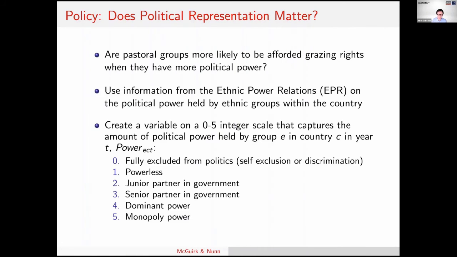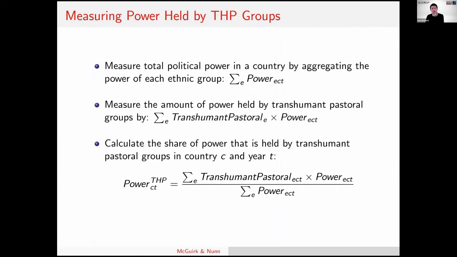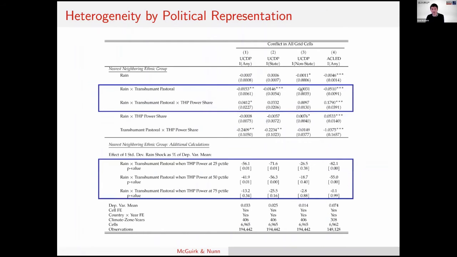I'm kind of done. Or let me just summarize this and say that when pastoral groups have more political power, this effect approaches zero, to the extent that when it's at the 75th percentile, we don't see the effect at all. Okay, so it's telling us something that national level political power, or the right balance of power, can avoid this conflict.